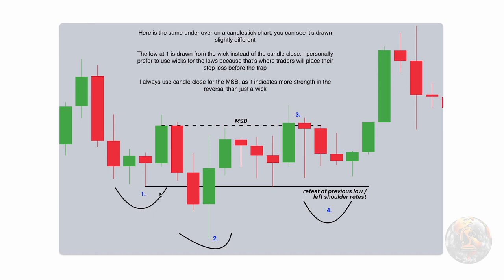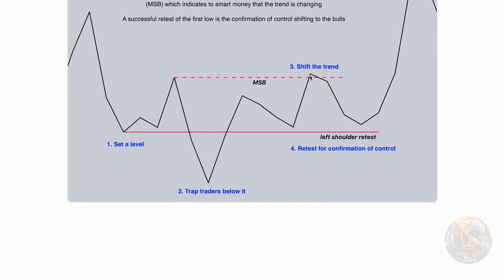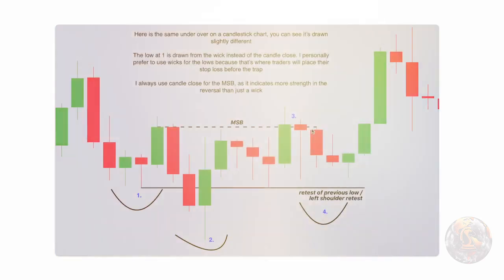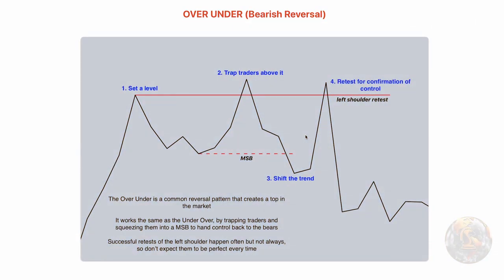But always use the candle close for the market structure break, because this indicates more strength in the reversal than just a wick. You understand that from your previous lesson on market structure and why the swing high must get broken. So very simple, candle bodies for market structure break, candle wicks for your lows and highs that create the shoulder, head, shoulder, or the under over completed pattern. And there you have your 1, 2, 3, 4, which are the principles that I showed above. You set your low, you trap traders, you break market structure, and you retest, and there's your completed under over on a candlestick chart.